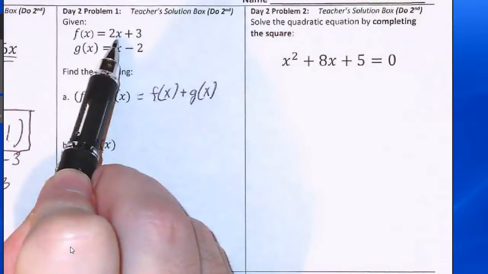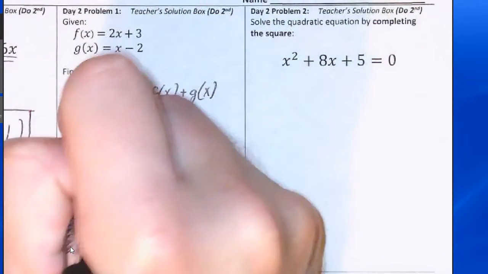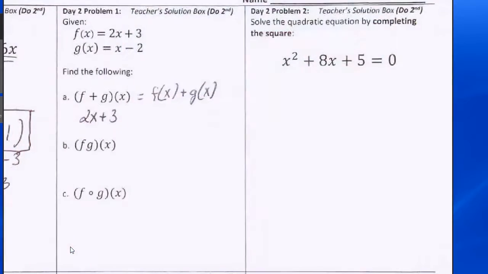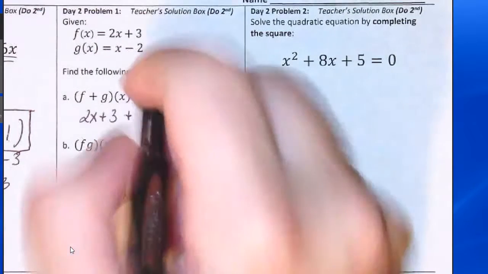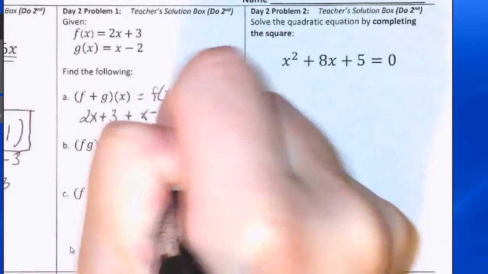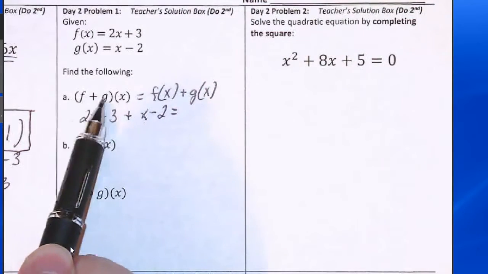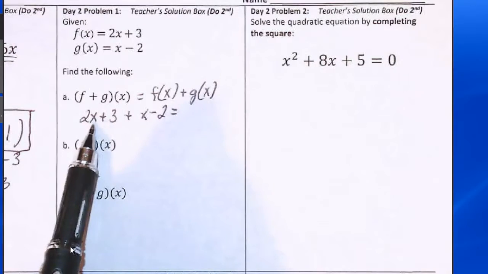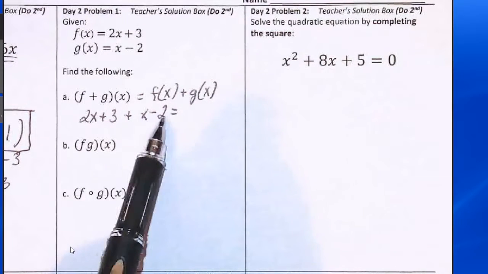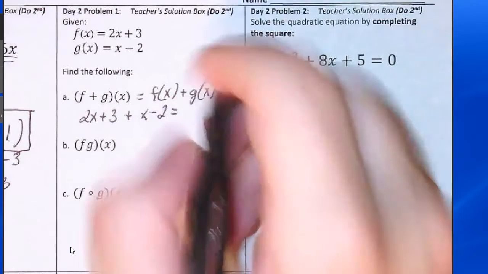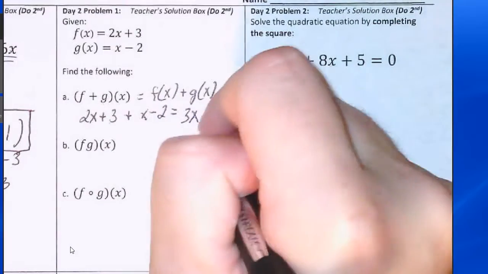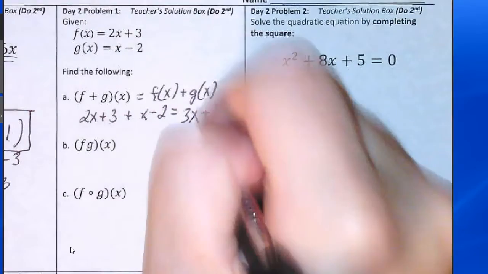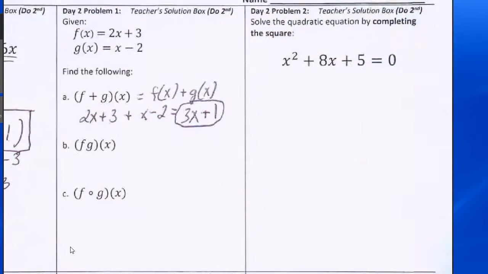F of x is the expression 2x plus 3. And to that expression, let's add g of x. G of x is the expression x minus 2. And so this adding of functions problem really means to take 2x plus 3 and add x minus 2. 2x plus x is 3x, and 3 plus a negative 2 is a positive 1. So we get the answer 3x plus 1.